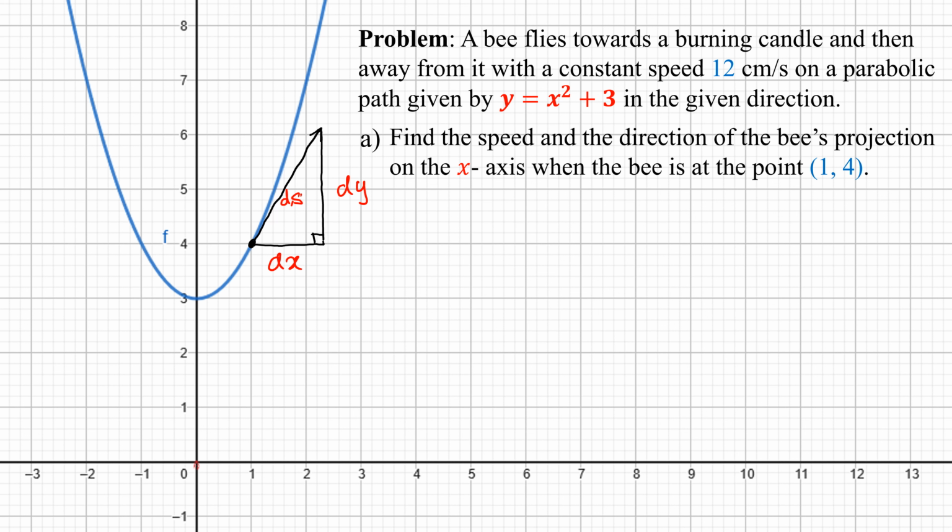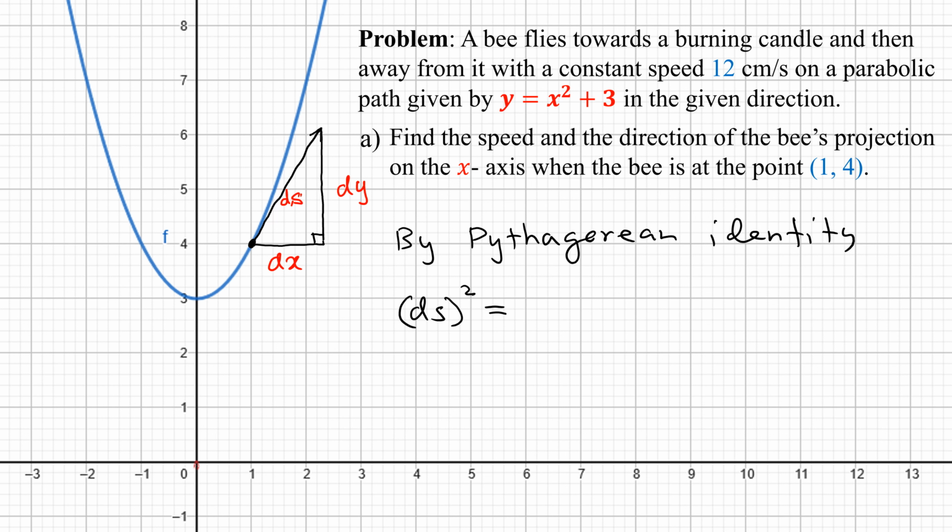Now once you do it, by the Pythagorean identity, you can write ds squared equals dx squared plus dy squared. These are very small infinitesimal lengths. So you can write this using the Pythagorean identity.